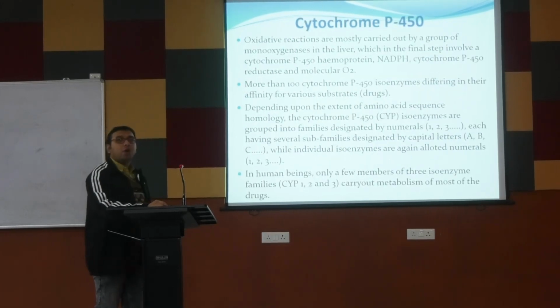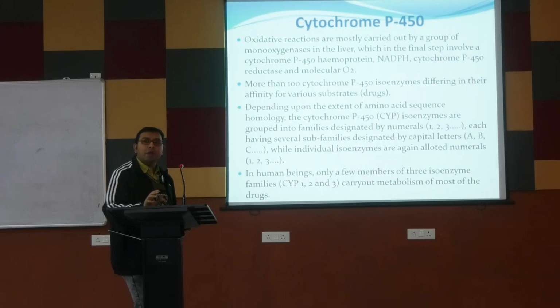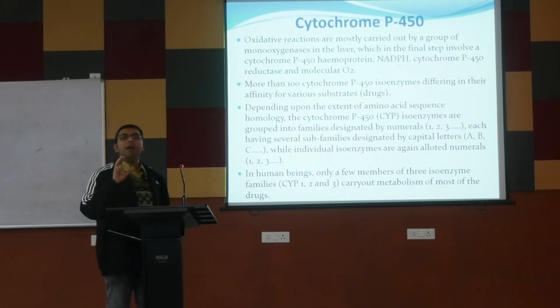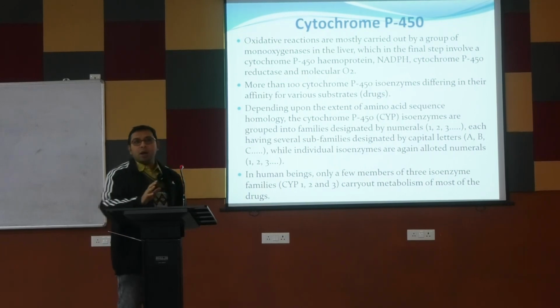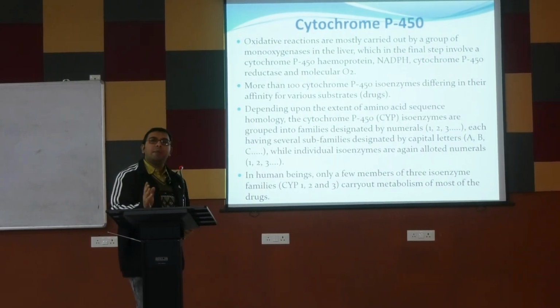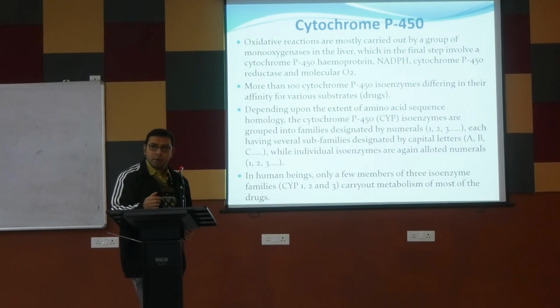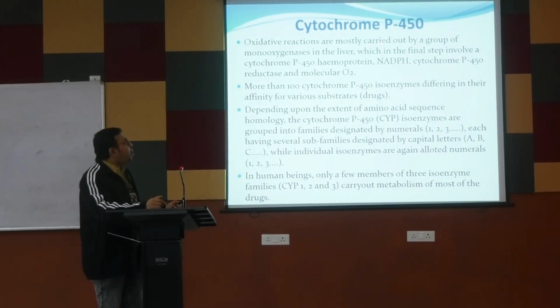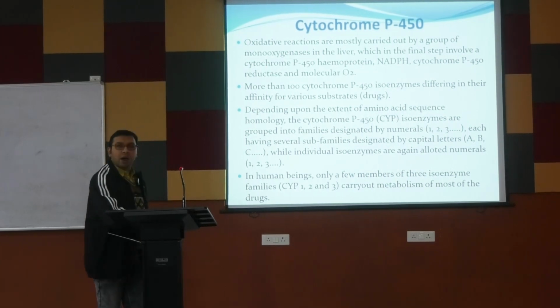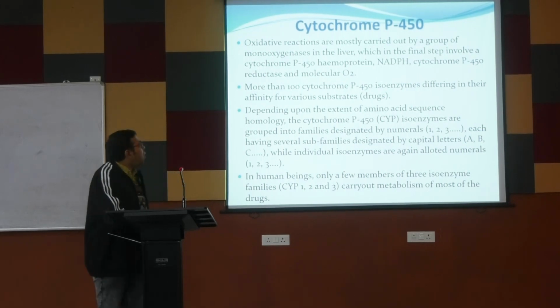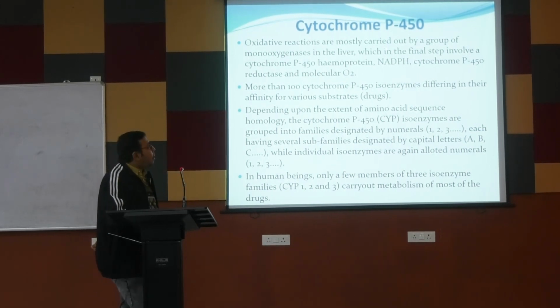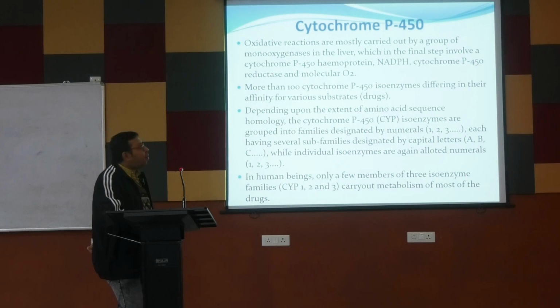Now coming to the cytochrome P450. This cytochrome P450 is the main mediator of these oxidation reactions. This is very important, as cytochrome P450 can come as a short note or it can come in the viva. Okay. So the oxidative reactions are mostly carried out by a group of monooxygenases in the liver. In the liver there are different types of monooxygenases where these oxidative reactions occur, which in the final step involve a cytochrome P450 hemoprotein.